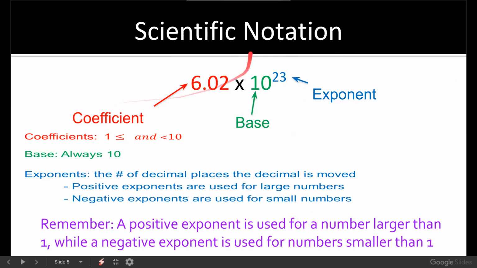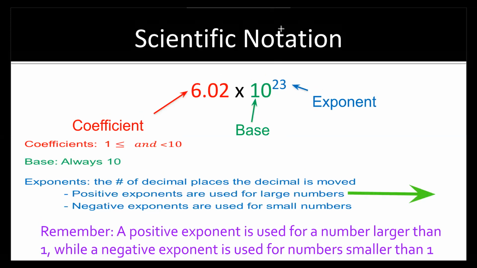So if you're given the scientific notation, an easy way to think of this is that positive numbers are going to move the decimal to the right, and negative numbers are going to move it to the left. Remember, a positive exponent is used for a number larger than 1, while a negative exponent is used for a number smaller than 1. So just another thing to realize as well.